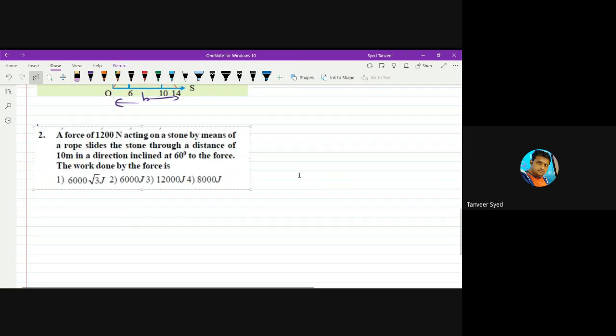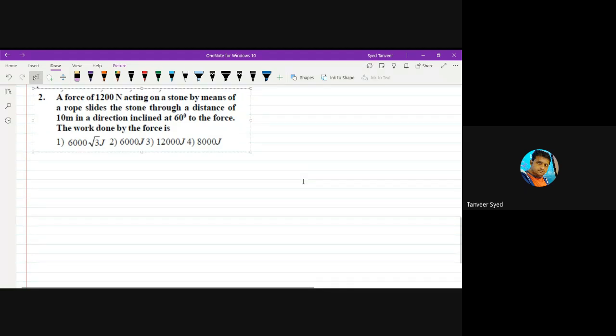A force of 1200 Newton acting on a stone by means of a rope slides the stone through a distance of 10 meter in a direction inclined at 60 degree to the force. Work done by the forces. If you understand the situation clearly and make a picture of it, this is a horizontal surface. This is a stone. To this stone, a rope is tied, and it is pulled.